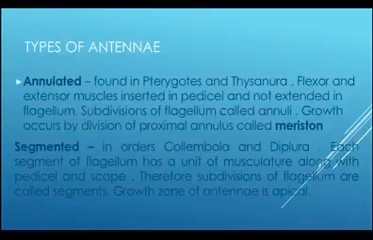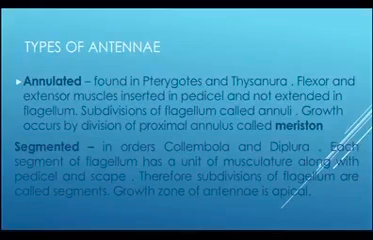Now coming to the types of antenna. There are two types, annulated and segmented. Annulated is found in Pterygota and Thysanura. It is the more developed type of antenna. In this type of antenna, the muscles which move the antenna, that are flexor and extensor muscles, are inserted in the pedicel and they do not extend in the flagellum. Subdivisions of the flagellum are therefore called as annuli, because they are not true segments.